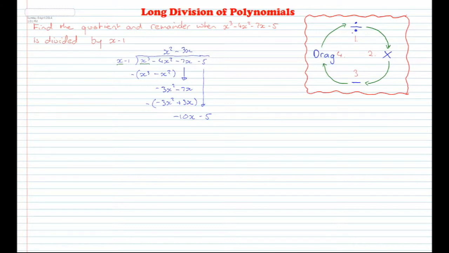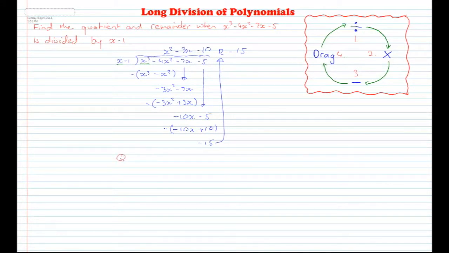I go back around to divide. So I divide negative 10x by x, which is equal to negative 10. Negative 10 times x is equal to negative 10x. Negative 10 times negative 1 is equal to positive 10. I put brackets around it now because I'm up to subtracting. So I go negative 10x minus negative 10x. Yes, it cancels out, so that's awesome. And negative 5 minus 10 is equal to negative 15. Last thing to do is drag it. So we will drag this one up because we've got nothing to drag down. So our remainder is equal to negative 15.